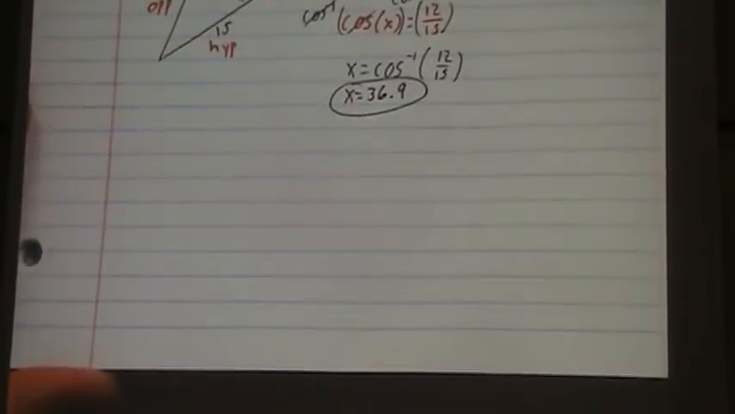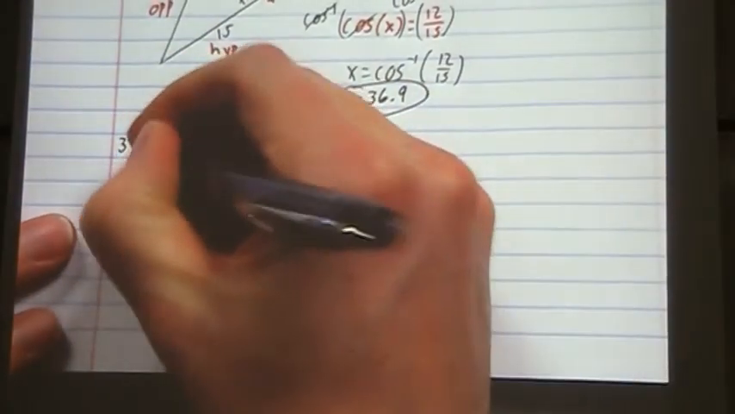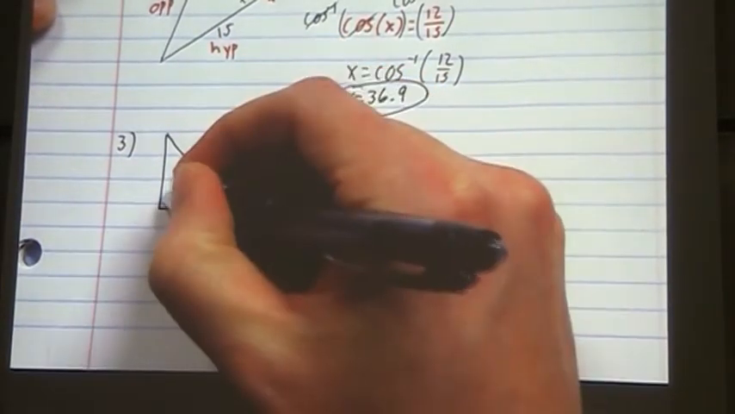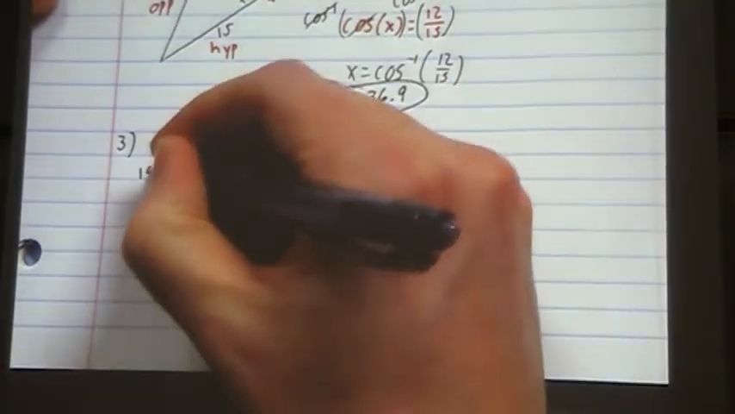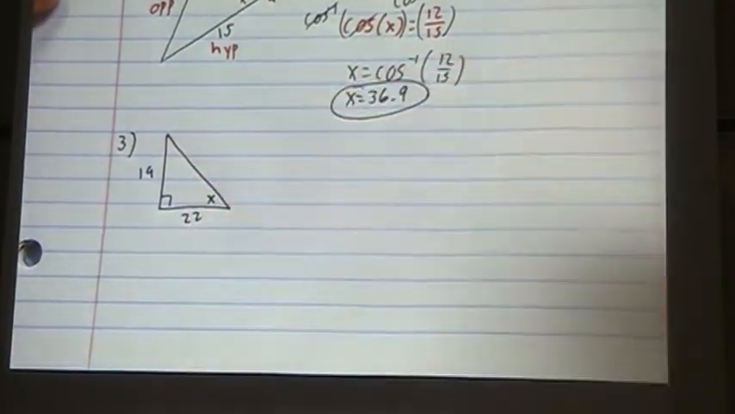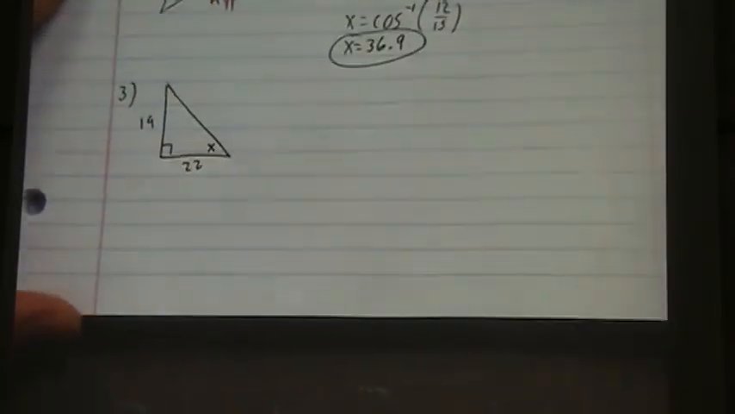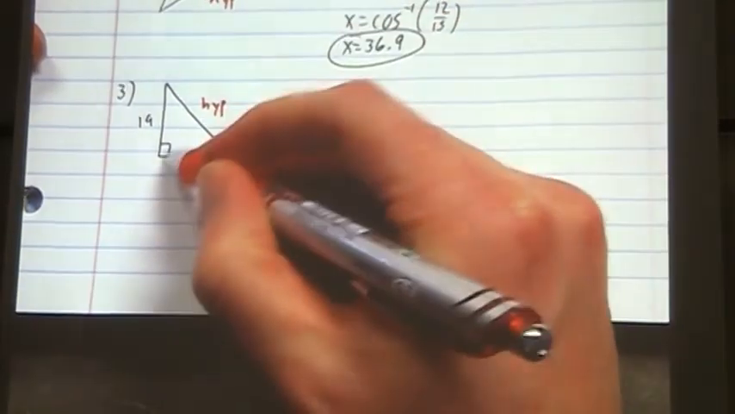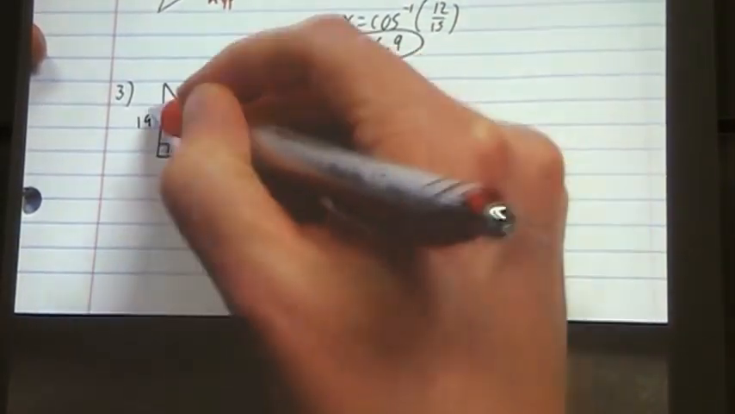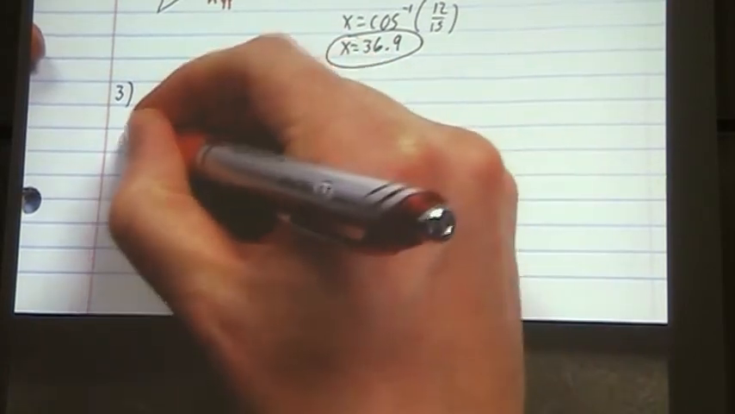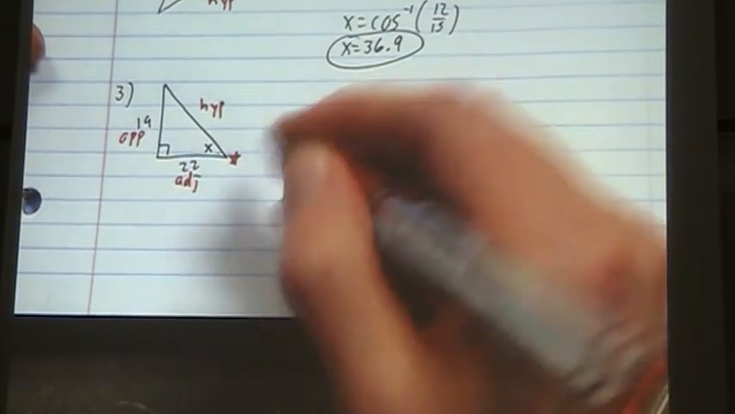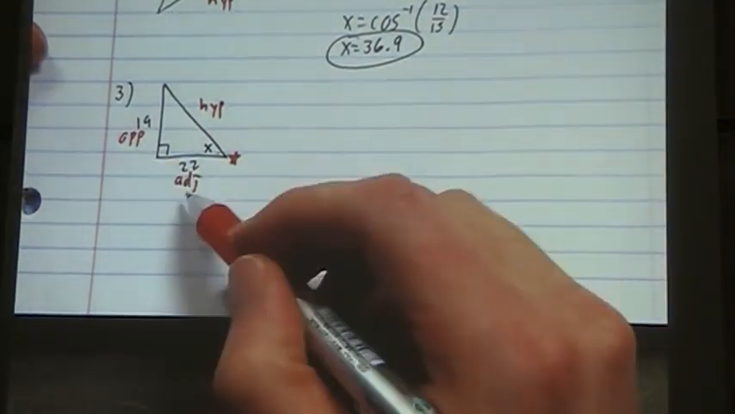And last but not least, número 3. Oh, man. Let's see what we got here. We have a 19, 22, and x. So we label our pieces. Starting from here, there's my hypotenuse. Hypotenuse always across from your 90. Opposite across from your angle you're playing with. Adjacent between your angle and the 90. And that would be opposite and adjacent we're playing with, which would be TOA.